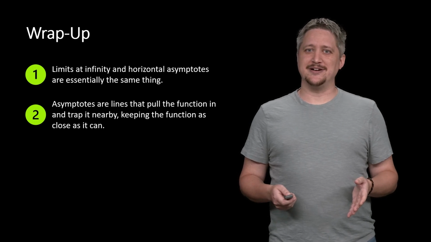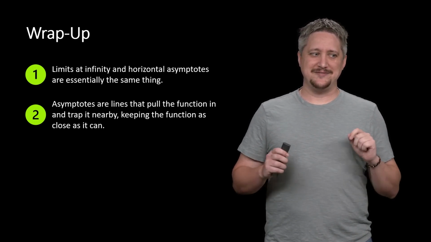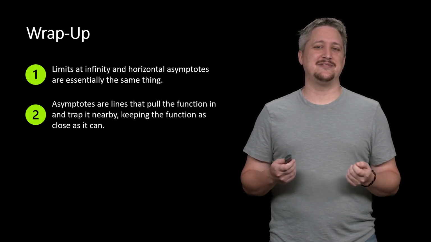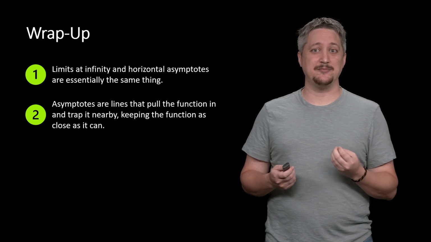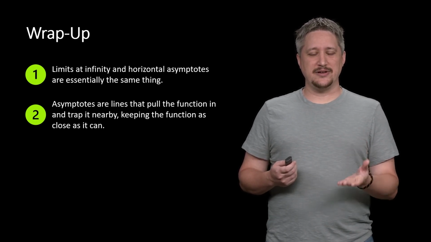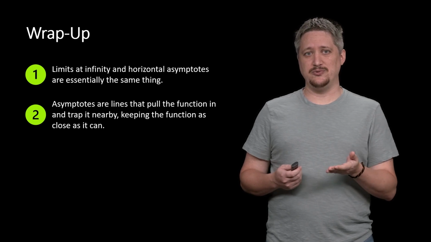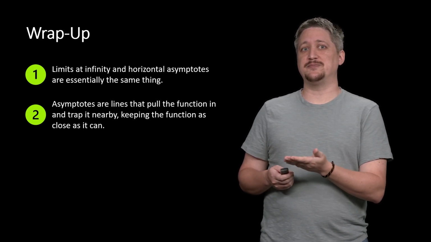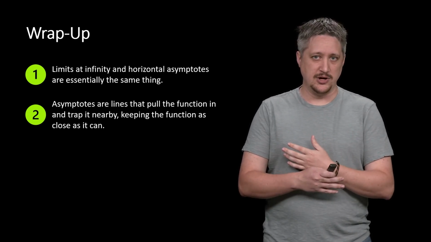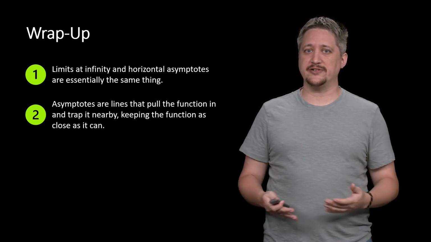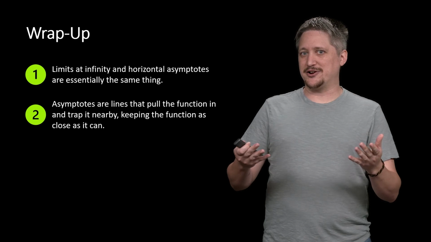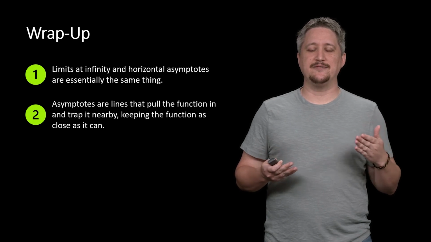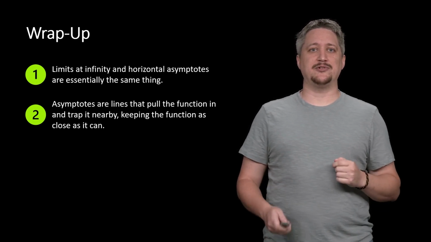The big takeaway here, unlike maybe your previous exposure to asymptotes, is this idea that asymptotes are lines that try to pull functions in and trap them nearby. So they aren't things that the function can't cross, rather they're things that are trying to mimic what the function is doing, or trying to force the function to become that line. And this is true for any kind of asymptote: vertical asymptotes, horizontal asymptotes, slant asymptotes, asymptotic curves, if you've heard of those. All of these are trying to get the function to become that asymptote.